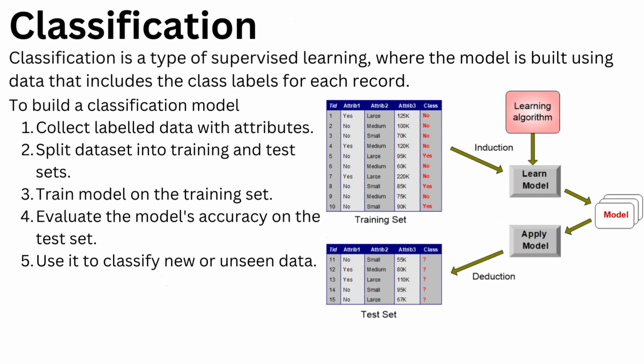To build a classification model, a training set is used to learn the relationship between the class variable and other variables. The model is then tested on a separate test set to evaluate its accuracy. If the model performs well on the test set, it can be used to classify new and unseen records.